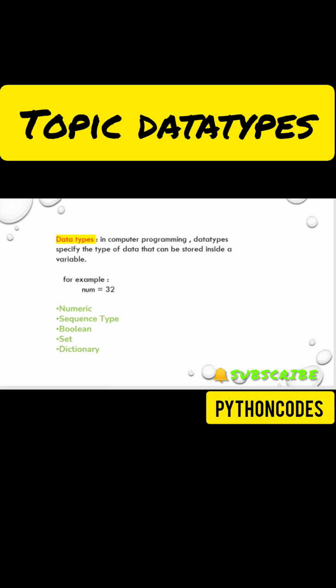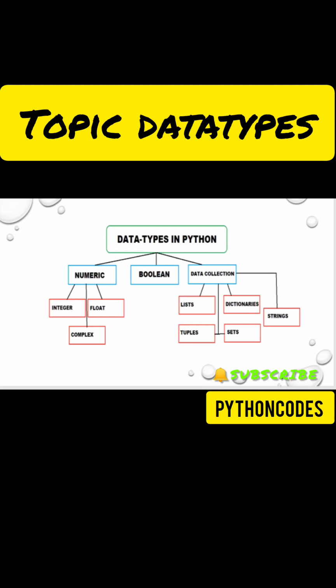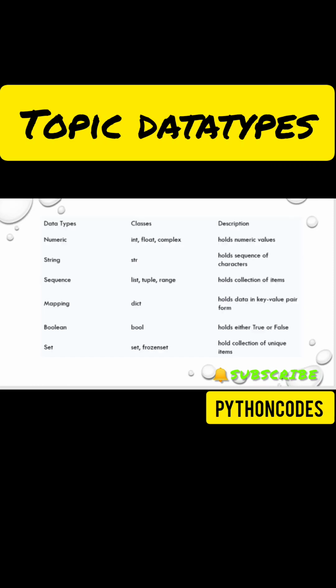Now coming to the types of data types in Python, they are classified as numeric, sequence, set, boolean, and dictionary. In numeric, there are three types: integer, float, complex. Boolean. Next, data collection comes under list, dictionary, tuple, set, string. Let's go through each and every one. Numeric data types contain int, float, and complex. What do they hold? They hold numeric values.